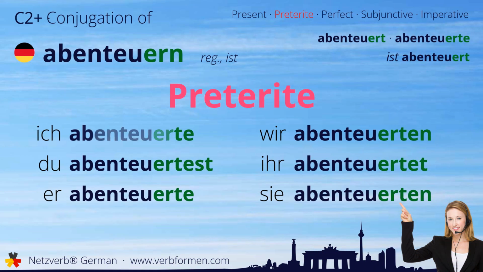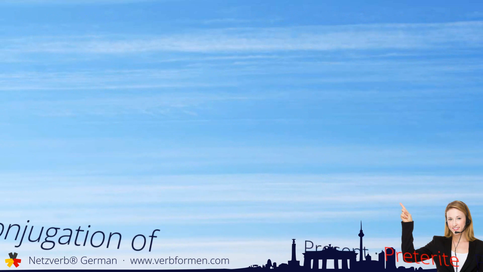Ich abenteuerte. Du abenteuertest. Abenteuerte. Wir abenteuerten. Ihr abenteuertet. Sie abenteuerten. Let's continue with the present perfect.